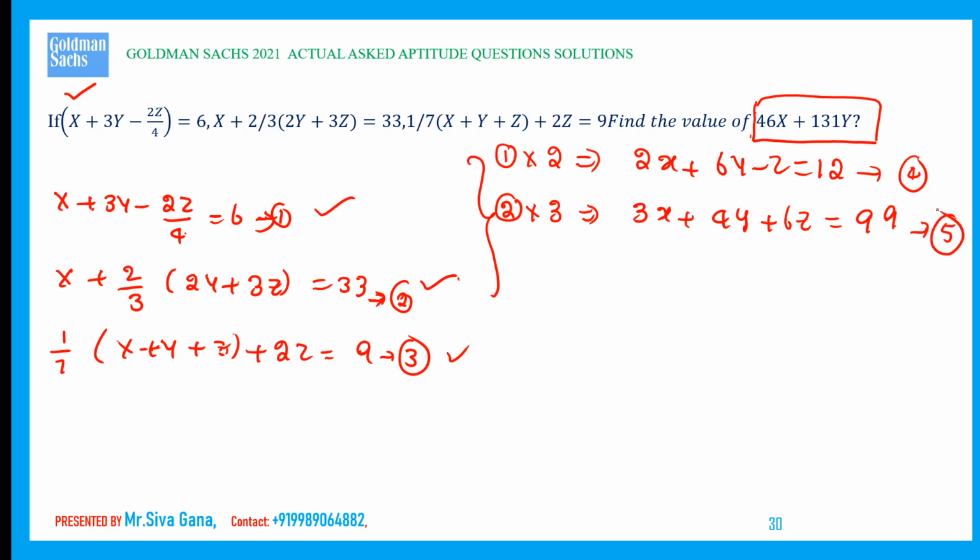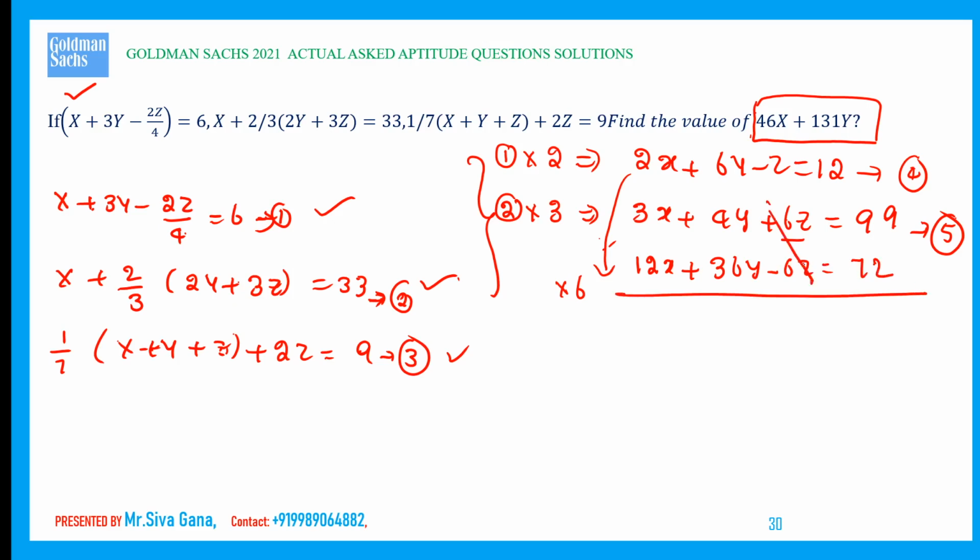Here 6z is there. Here z is there. I am multiplying with 6. If we multiply this equation by 6, 6 2s are 12, 12x plus 36y minus 6z is equal to 72. If we add, these two get cancelled. 15x plus 40y is equal to 171. Let us say equation star. Right, we got one equation in terms of x and y.